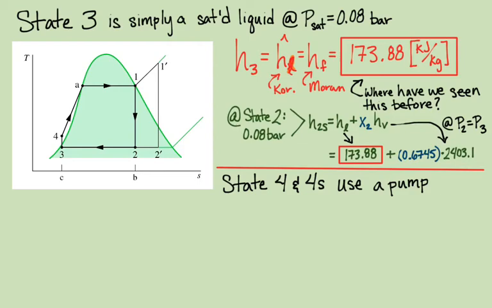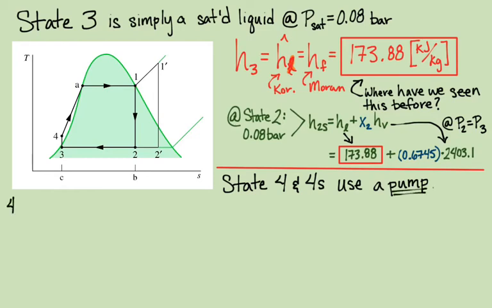Now, so I look up state 1 from a table. I can look up state 3 from a table. The only thing I need to make sure of is that I'm getting the right saturation pressure out of each value. I can solve for state 2 using an isentropic process. S1 is equal to S2. Find the quality. Use the quality to then calculate the enthalpy. Use the enthalpy plus an isentropic efficiency to find out what the real value is. And that brings us to going from state 4 or state 4S using a pump.